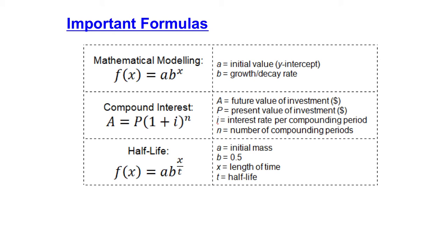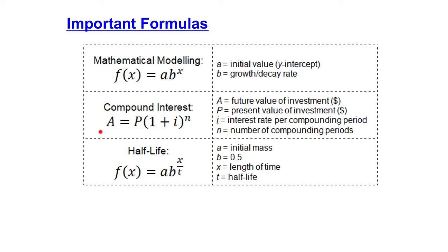Now, I'm just reminding you here of some formulas that we went over in the exponential functions unit. So we have mathematical modeling, compound interest, half-life. These are all different ways of writing equations to model growth or decay. This is just the general form for any mathematical modeling. A is your initial value, B is your growth rate or your decay rate, depending on what you're measuring. If it's growth, it's going to be a number greater than 1. If it's decay, it's going to be a number less than 1. X is just whatever your independent variable is, most often time or something like that.